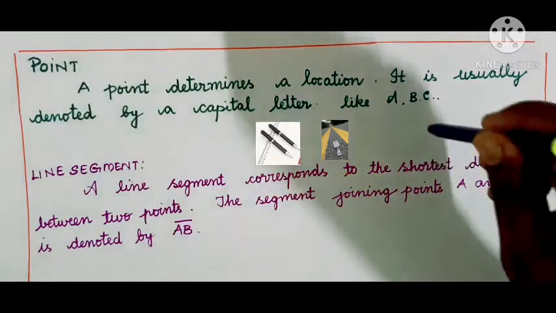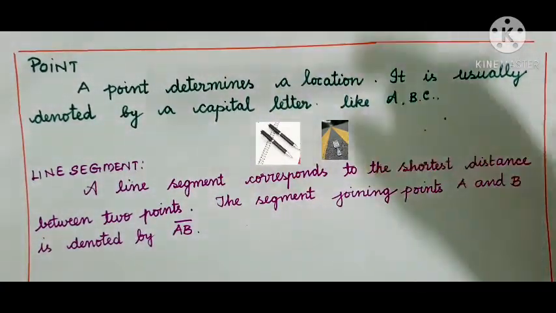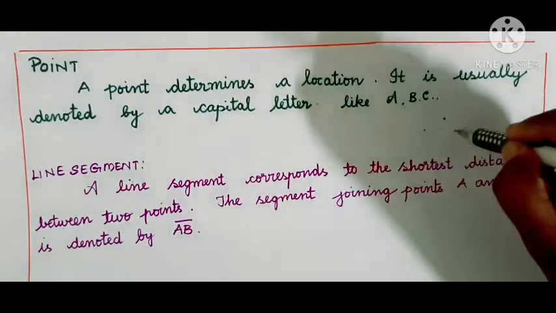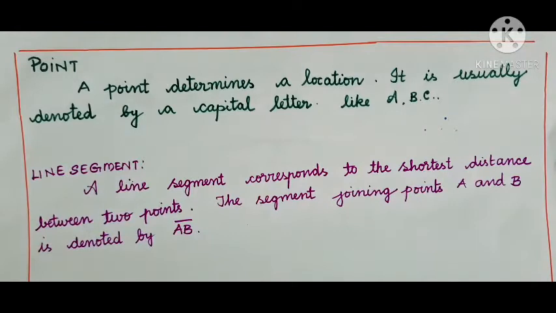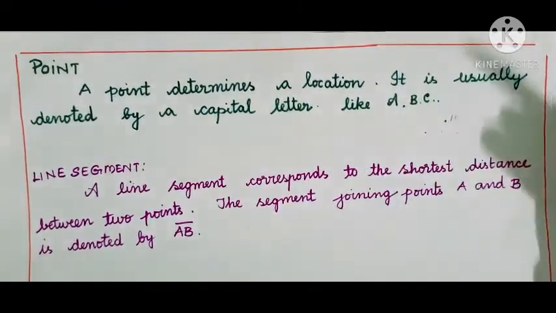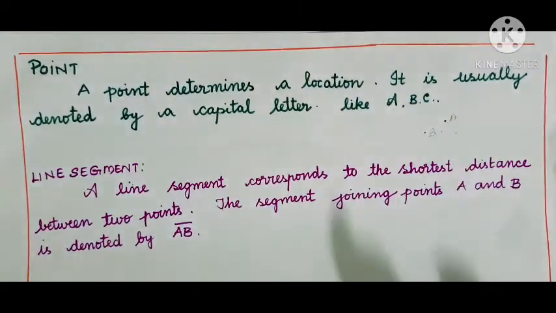If I keep a dot with this, it will be bigger, isn't it? Again, if I keep a dot with this pencil, it will be very thin. So the sharper the tip, the thinner will be the dot. Fine. So this dot can be represented as A. You can represent it as A or B or any capital letter. You can point it, right?